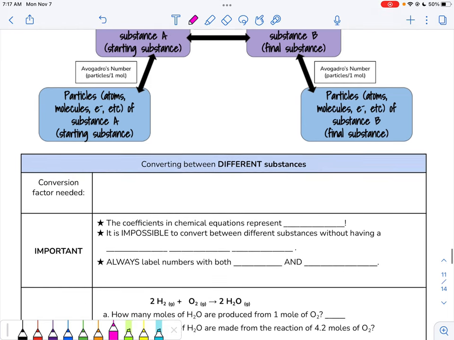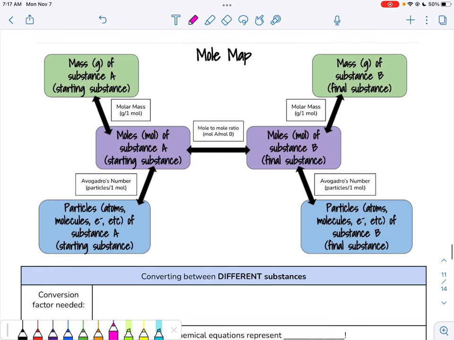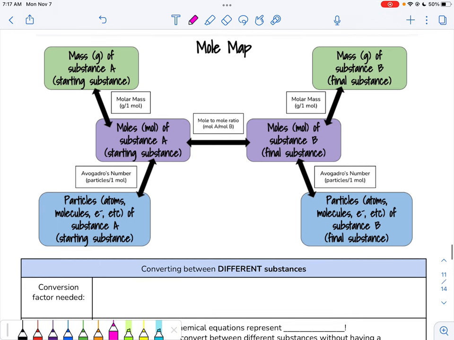So let's say I'm going to start out with my first problem right here. I want to convert between different substances. There's two things I can convert between. I can start with either mass, moles, or particles of one substance and get to mass, moles, or particles of the other. But you cannot convert between any two substances without first being in units of moles.